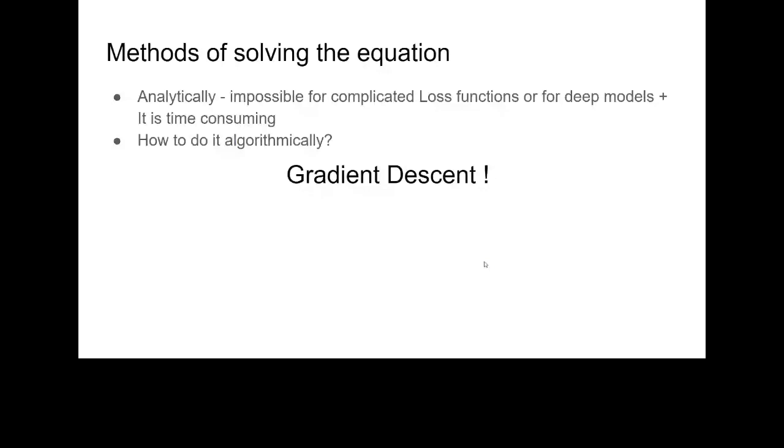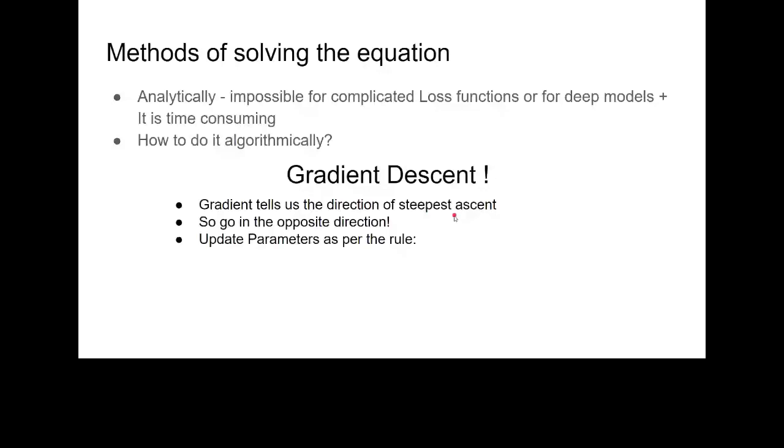The idea of gradient descent is based on the property that the gradient tells us the direction of steepest ascent. So what we do is we go in the opposite direction. If the gradient tells us the direction of steepest ascent, we go in the opposite direction, which is the direction of steepest descent, and we update the parameters as per this rule. So we start with some position on the loss function, this is the original position, and this is the gradient of the loss function. Then we calculate the gradient, and then we update to the next step.